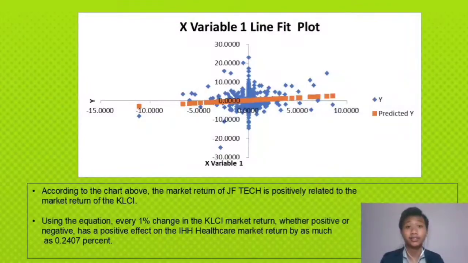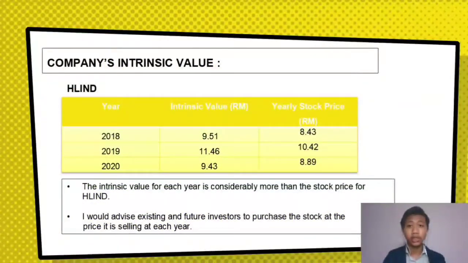As we can see, the intrinsic value for each share is significantly higher than the Hong Leong Industri Berhad stock price. Because of the low price and high intrinsic value, I will advise existing and future investors to purchase the stock at the price it is selling at each year.